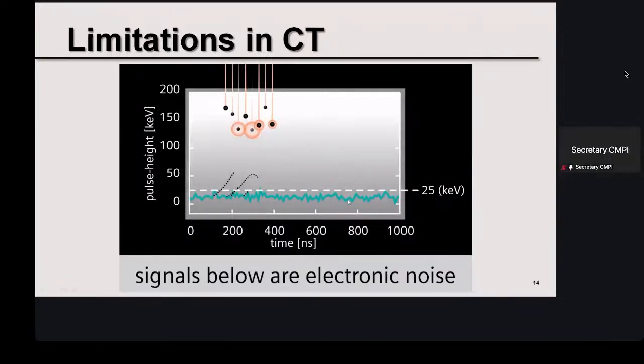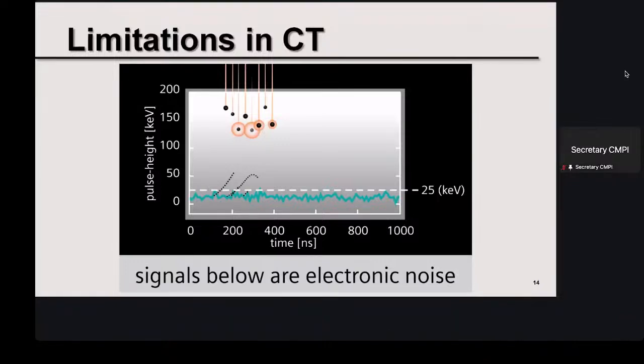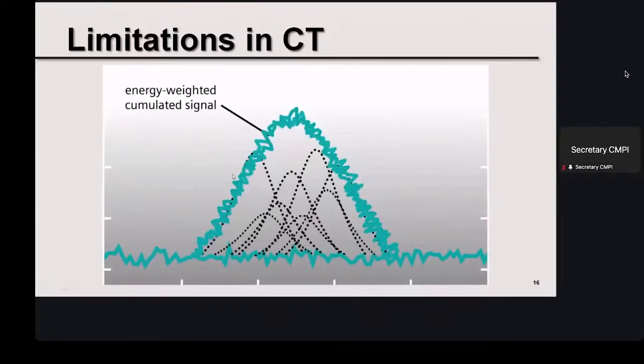And any signal below 25 keV will be nothing but electronic noise. The random noise that happens due to the detector assembly, the circuitry, and many other reasons. So any signal below 25 keV is simply electronic noise. And this is the signal that finally gets detected.